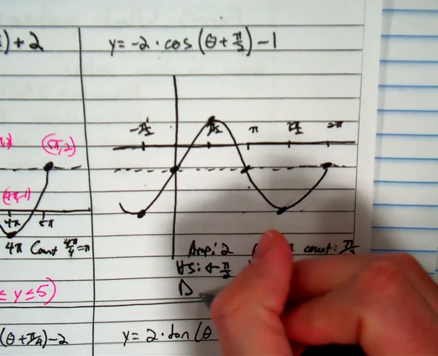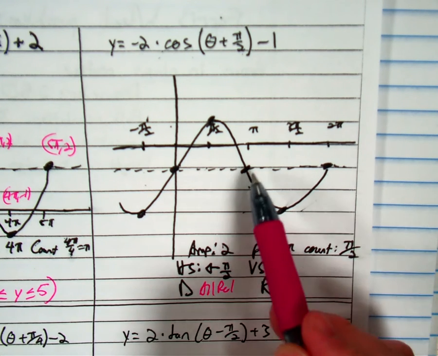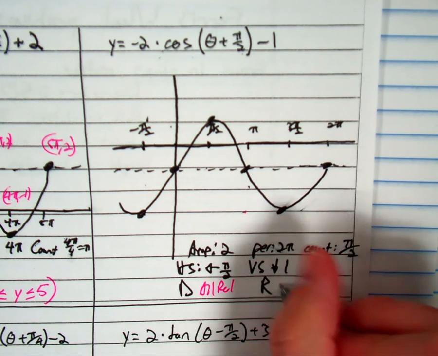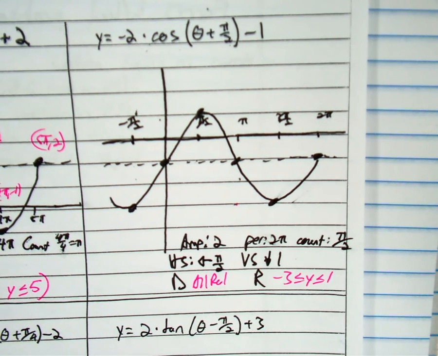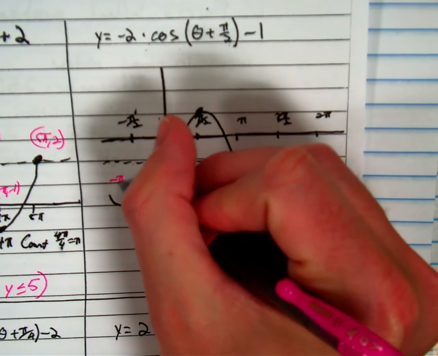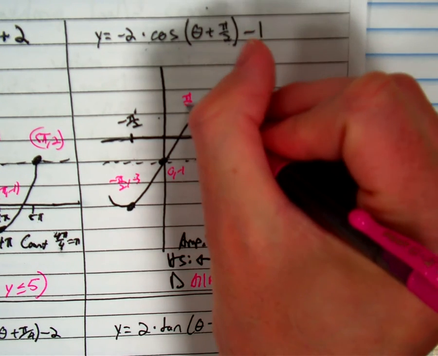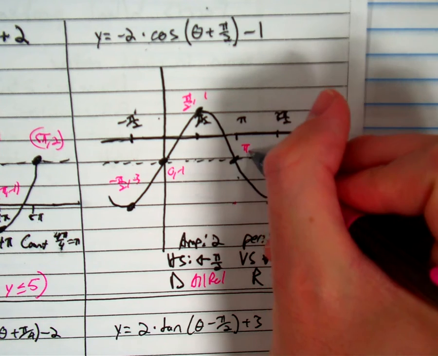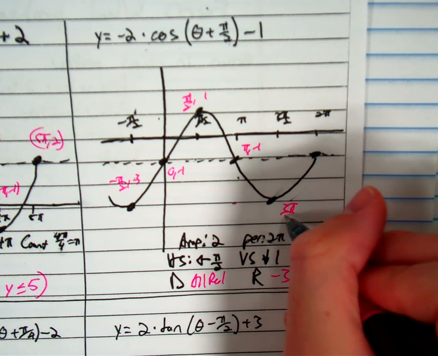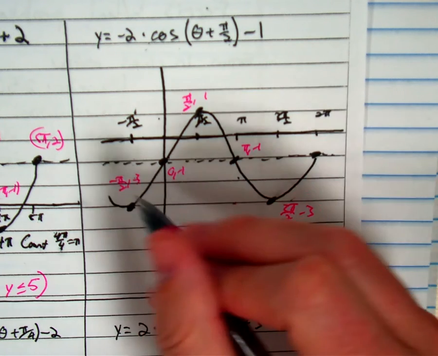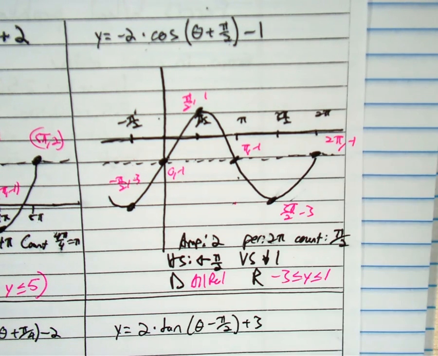So our domain is all reals. Our range, we're bouncing back and forth between negative 3 and positive 1. Ooh, quiz or a test, we got to make sure we label these dots. Negative pi over 2, comma, negative 3. 0, negative 1. Pi over 2, positive 1. Pi, comma, negative 1. 3 pi over 2, negative 3. And that would be your full cycle. This is just an extra spot: 2 pi, comma, negative 1.